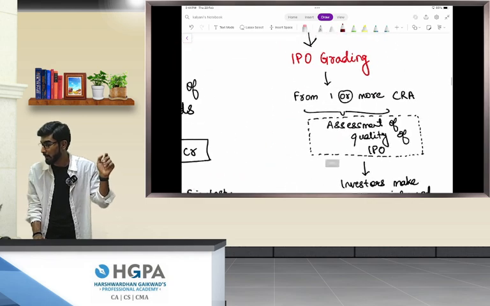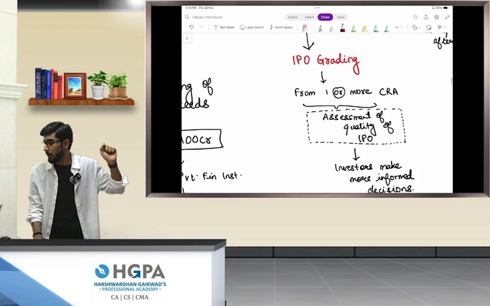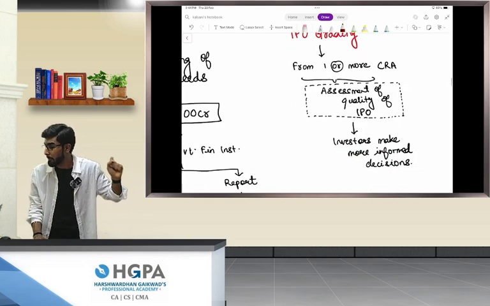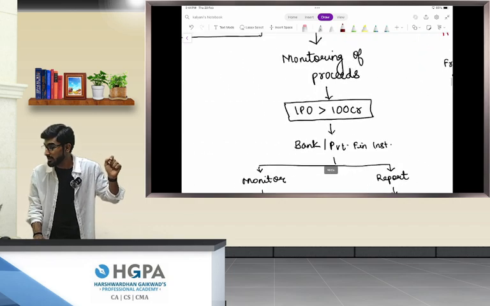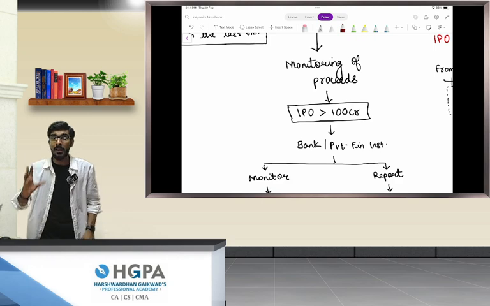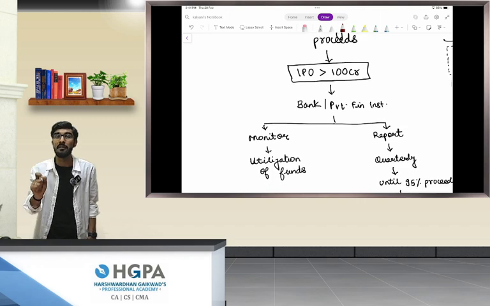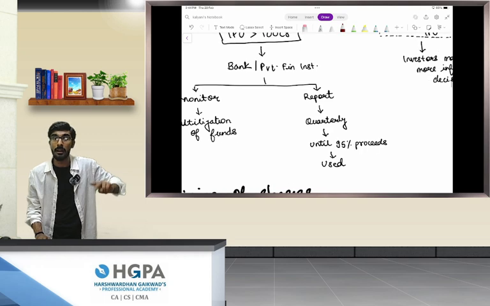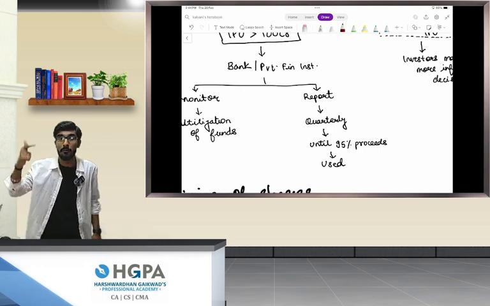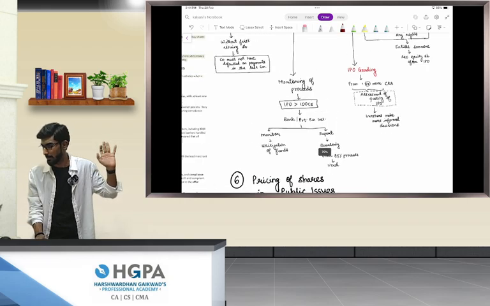Perfect. Next is IPO grading. Lenskart can appoint one or more CRAs, whereby they will assess the quality of the IPO in detail so that investors can make more informed decisions. Next is monitoring of proceeds, whereby if the IPO exceeds 100 crores, it has to appoint a bank or private financial institution to monitor the utilization of funds until 95% of funds are utilized. On a quarterly basis they will report to SEBI.